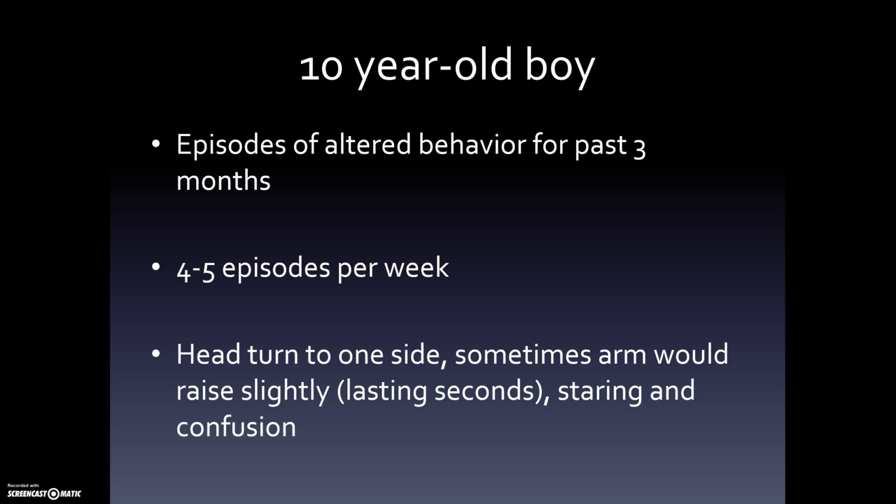He had a history of episodes of altered behavior for 3 months. He was having 4 to 5 episodes per week. His head would turn to one side, sometimes an arm would raise slightly, lasting a few seconds, and he would stare ahead and be confused.